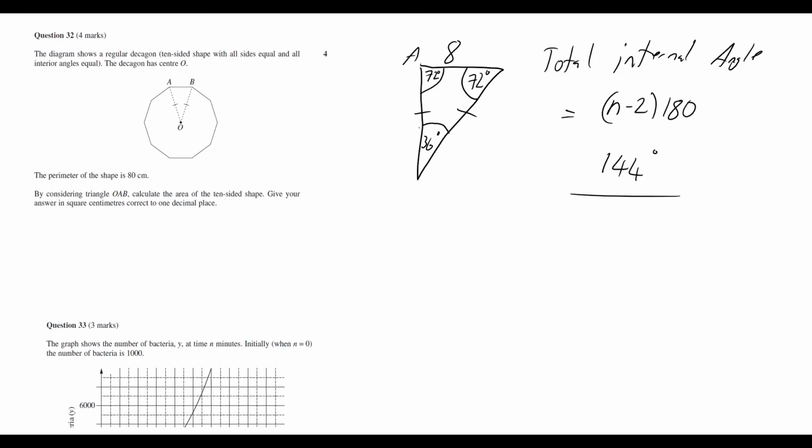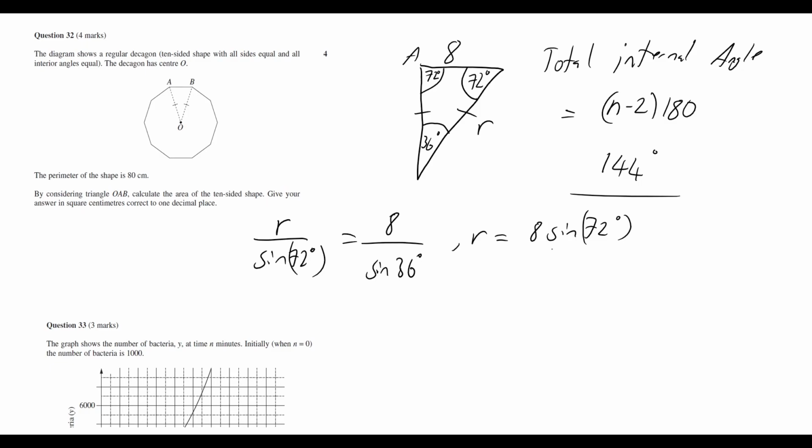Okay, so what we can do now is we can use the sine rule once again to figure out our unknown lengths on the side. Let's call that r for the radial distance. Okay, so let's do that now. So that would become r over sine 72 equal to 8 over sine 36. So r just becomes equal to 8 times sine 72 divided by sine 36. So r is just equal to about 12.944 or something like that.